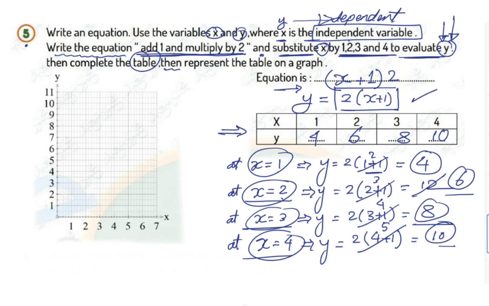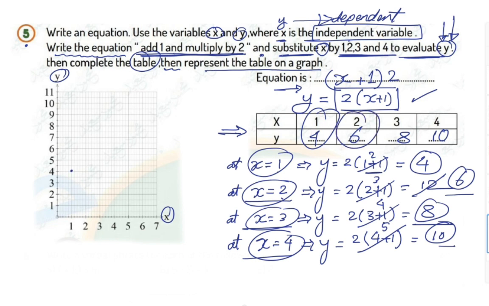Then represent the table on a graph. We have a graph consisting of an x-axis and a y-axis. So I will put x values here and y values here, and make the line for this equation. Look with me. The first ordered pair is 1 and 4. 1 here, and go up to meet 4 and put this point.